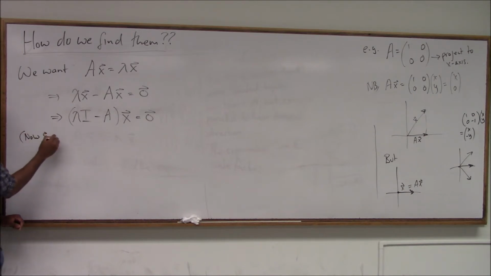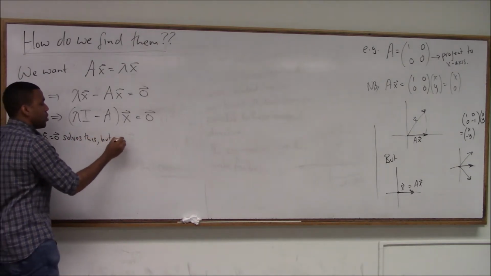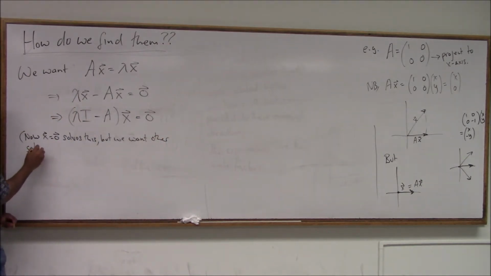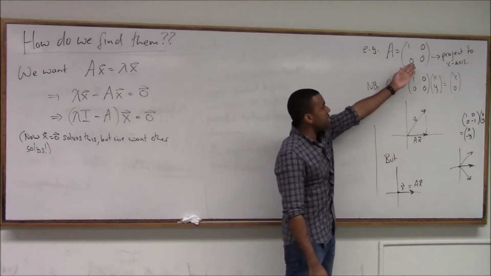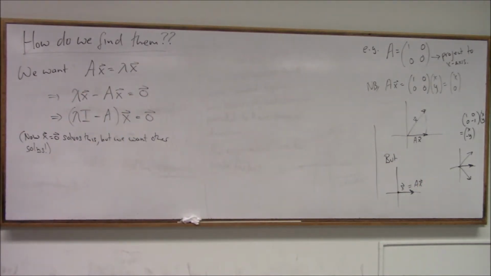Now, of course, x equals 0 solves this. But we want other solutions. x equals 0 is the trivial solution. There's no point in finding x equals 0, we don't really have any information. That's the guy that points everywhere and nowhere. We want some guy that's non-trivial. For example, I would want to be able to find the fact that i is one such vector. How would I do that? So here's a matrix equation. How do I ensure that it has more than one solution?